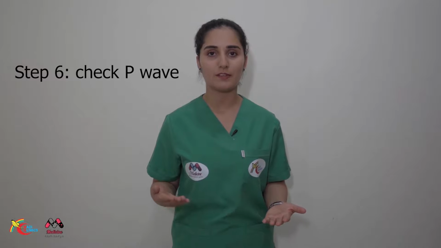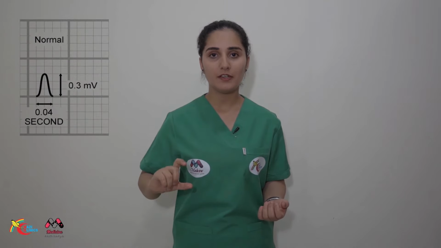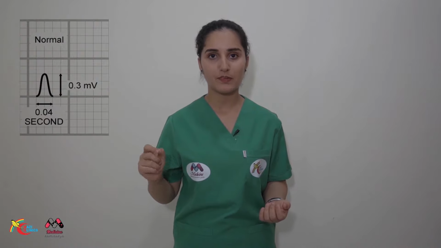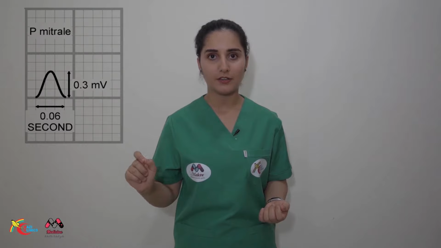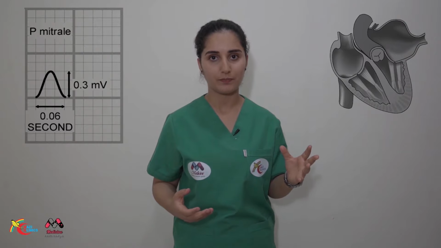The next step is looking at the P wave, which, as we said, stands for atrial depolarization. Now, the width of the P wave should be 3 small squares, and the height of the P wave should be 2.5 small squares. If the width of the P wave is more than 3 small squares, then this is a condition called P mitral, which is a condition where there is left atrial enlargement due to overload.